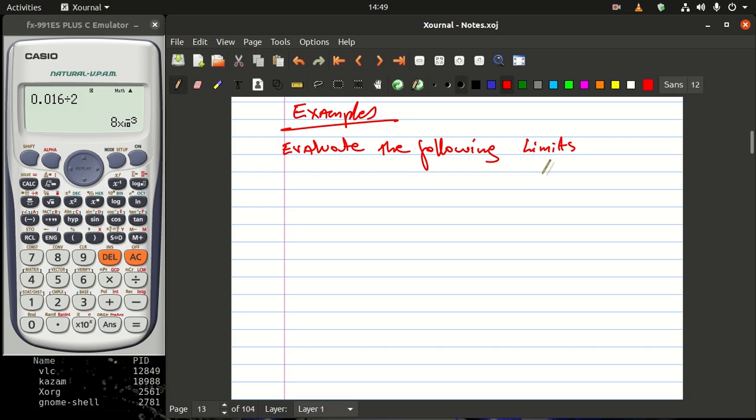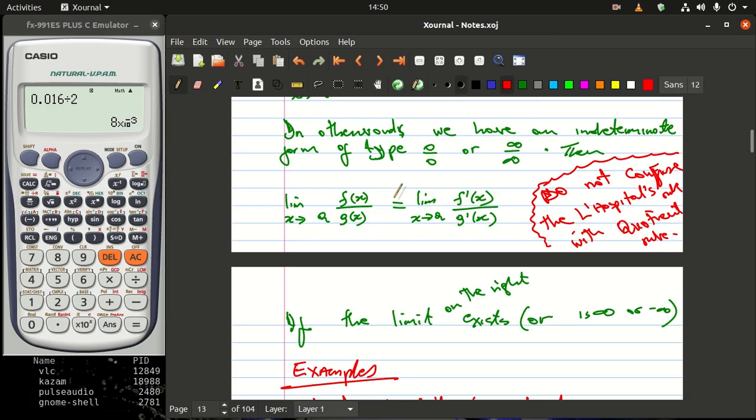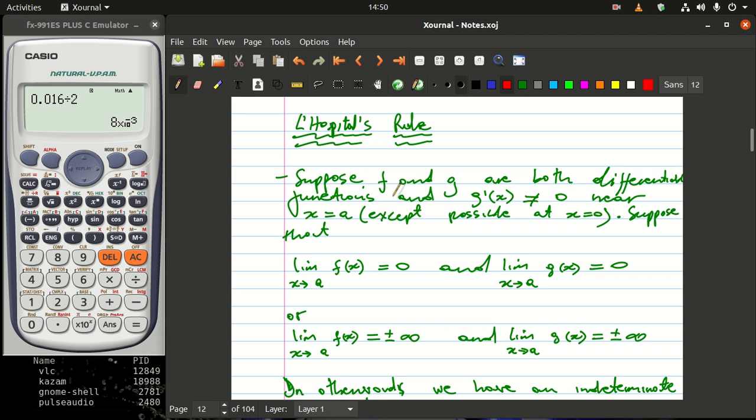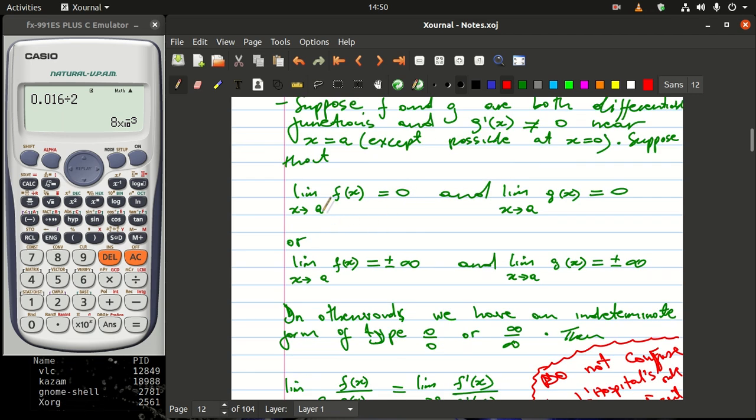So evaluate the following limits. The first one here is one of the limits that we did: the limit as x approaches 0 of sine of x divided by x. I want us to actually evaluate this. What is important here is that this a can either be a finite number, or this a can actually be infinity. So when I'm writing this, I am not only emphasizing a finite value, I'm also talking about infinity, if we were allowed to plug in infinity.